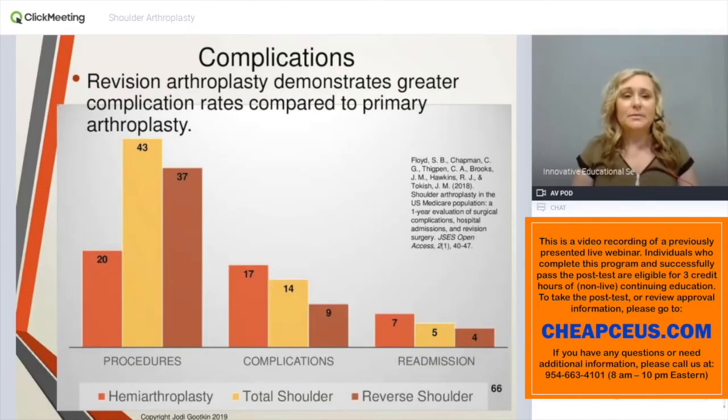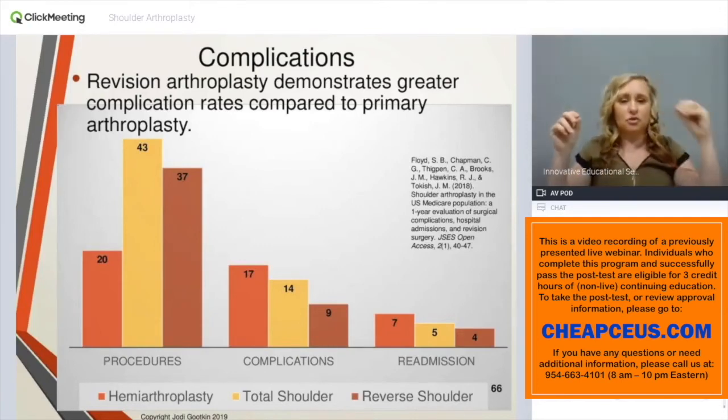When we look at complications that patients may experience following shoulder arthroplasty, the research is still emerging. Here's some of the challenges in the research: it wasn't until 2011 that the ICD-9 codes separated out total shoulder arthroplasty from reversed. So a lot of the data is starting to come up now.